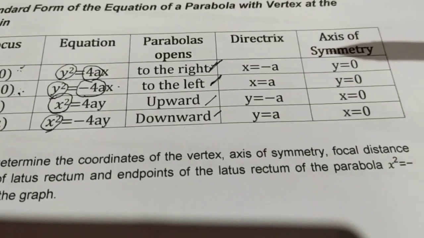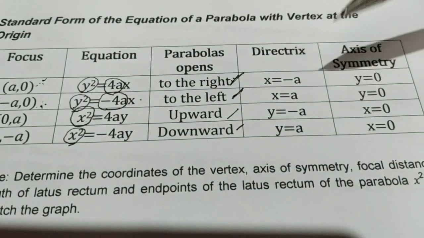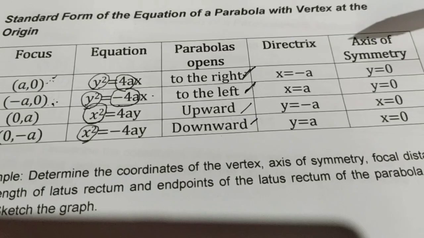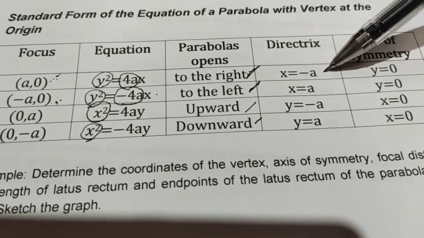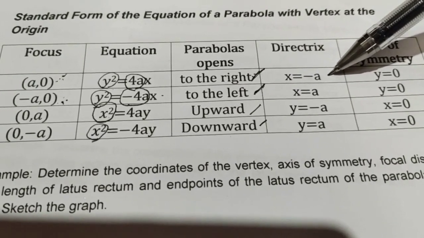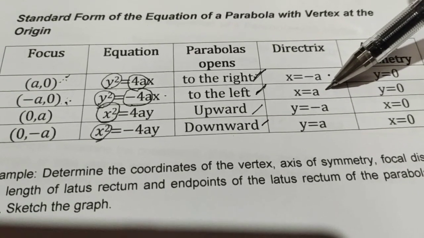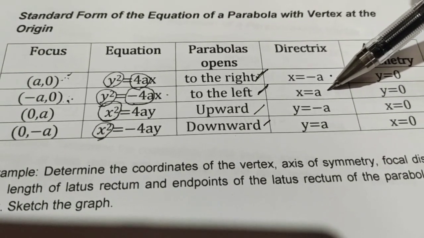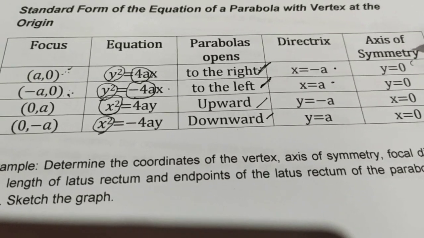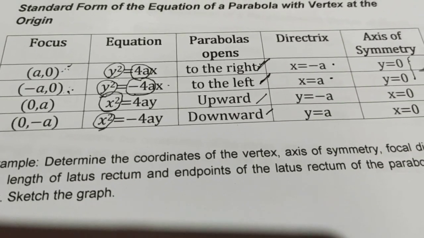From the definition of the parabola, we know that the focus and the directrix are opposite to each other. Therefore, the directrix of the parabola that opens to the right is x equal to negative a, while the directrix of the parabola that opens to the left is x equal to a. And the axis of symmetry of the parabola that opens to the right and to the left is both y equal to 0.